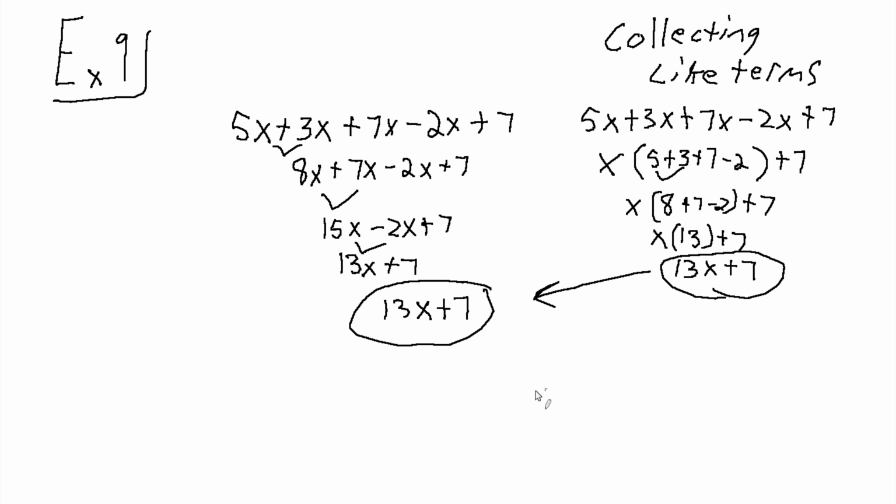This is kind of a shortcut in a way, so you don't have to combine like terms the longer way, but either way you can get the same answer. So you can do the factoring first, or you can just combine like terms as you go along. Either way is correct. This concludes lesson 7.